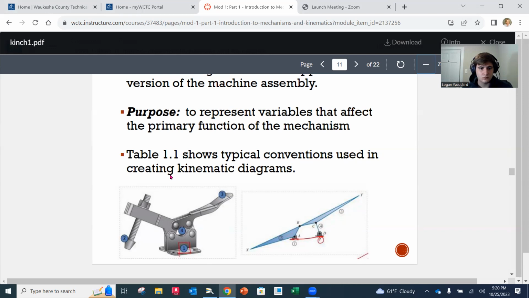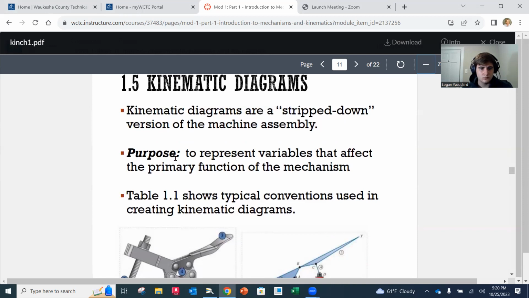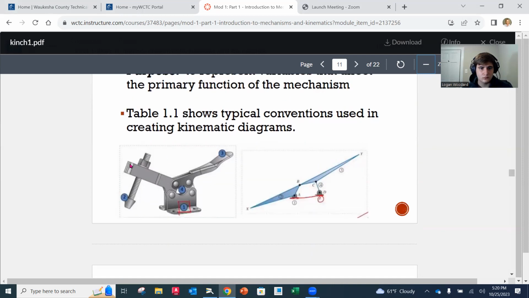So a kinematic diagram represents the variables that affect the primary function of a mechanism, but in a very simple form. A very simple form. Again, my toggle clamp put together looks very different than the kinematic diagram I would use.